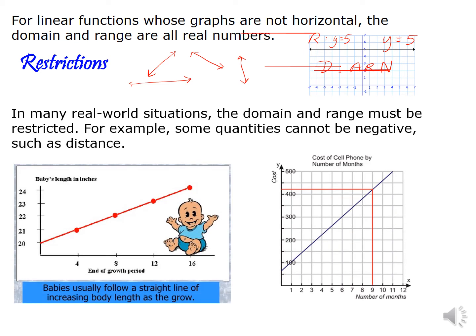Other restrictions occur by our limits of the real world. The domain and range has to be restricted by the quantities that are given. So for example, in our Autobahn problem up in front, the distance has to be restricted to positive numbers. We don't have negative distance. We don't have negative growth periods for babies or months on the cost of our cell phone. Dollars don't go into the negative value unless we're talking about bank accounts. But when we're talking about costs, it's always positive values. And when we talk about the baby's length, it's only positive values. So we have to have restrictions in real world situations.